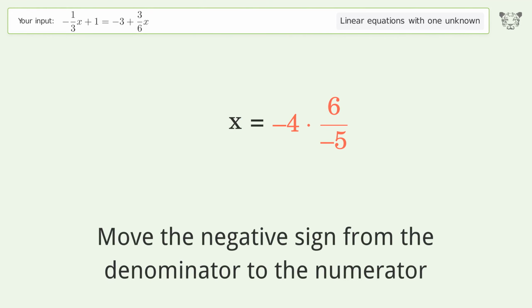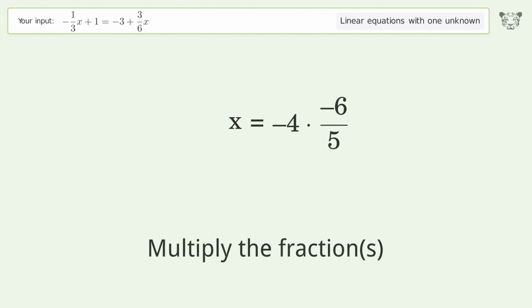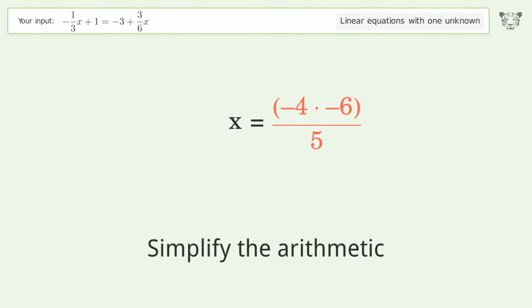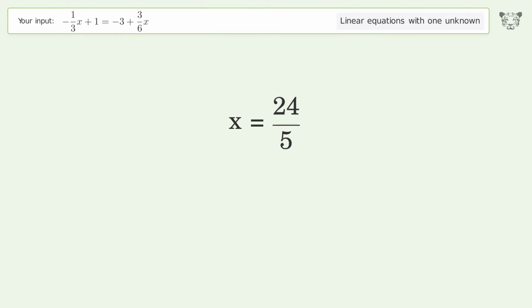Move the negative sign from the denominator to the numerator. Multiply the fractions. Simplify the arithmetic. And so the final result is x equals 24/5.